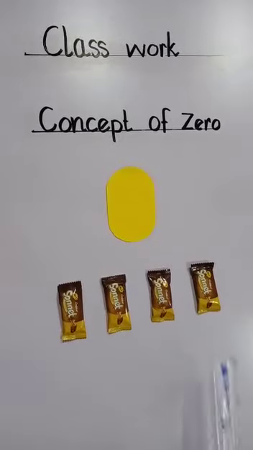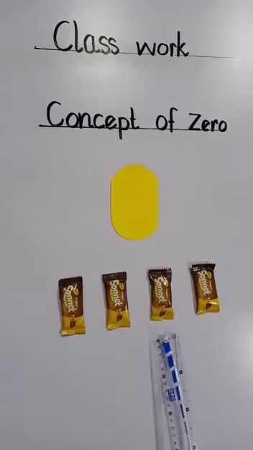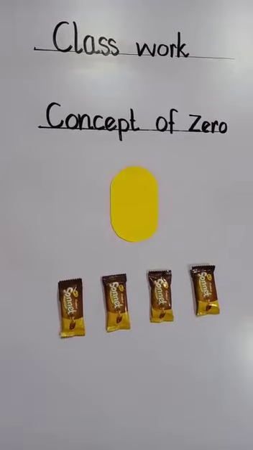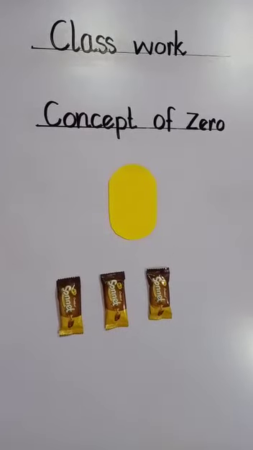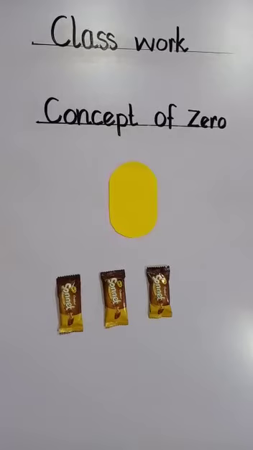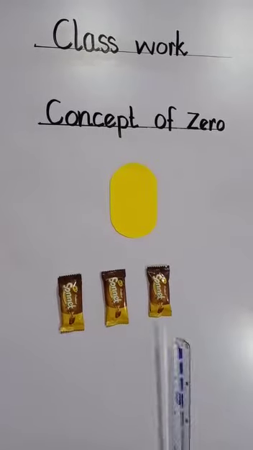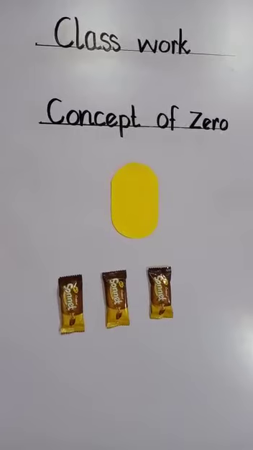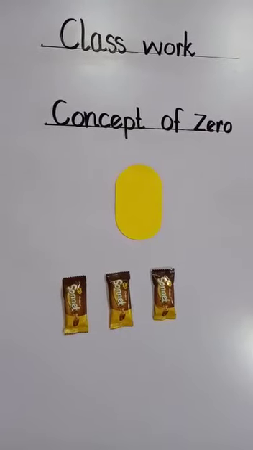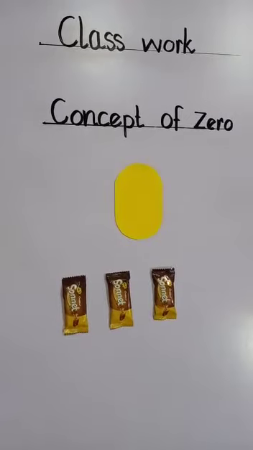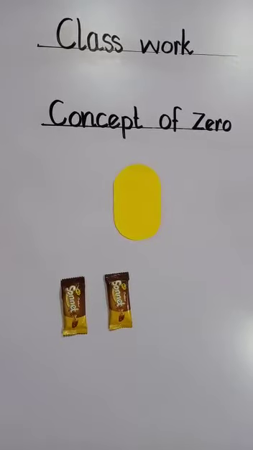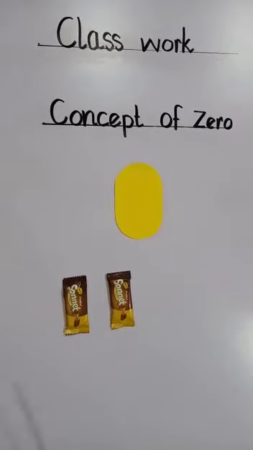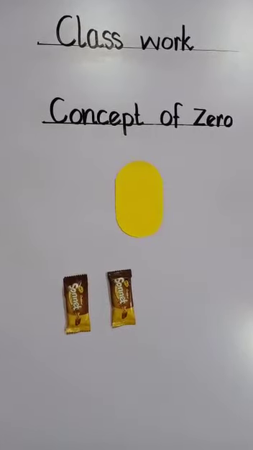I have four chocolates. 1, 2, 3, 4. I have four chocolates. I add one chocolate. How many chocolates left? Let's count. 1, 2, 3. So now we have three chocolates. I have three chocolates. I add one more chocolate. How many chocolates left? Let's count. 1, 2. So now we have two chocolates.